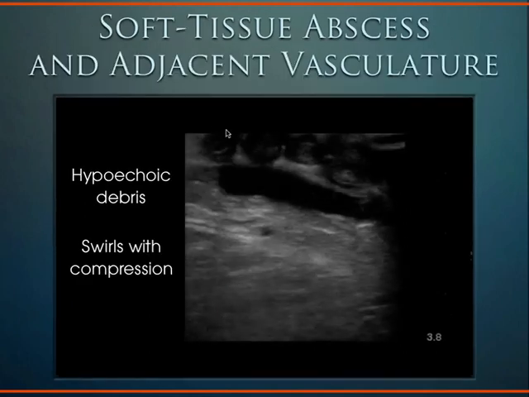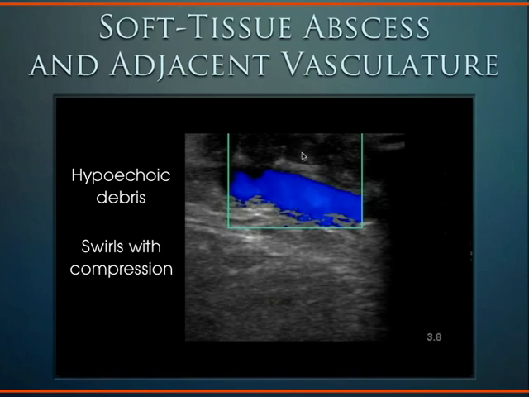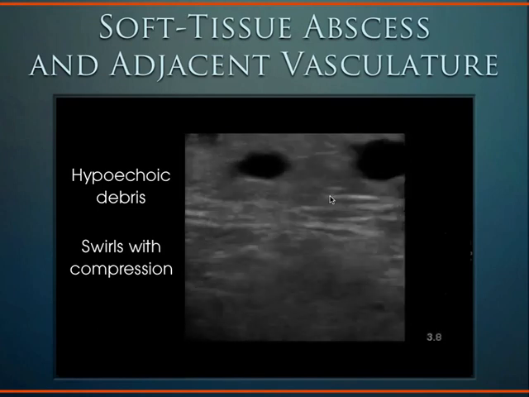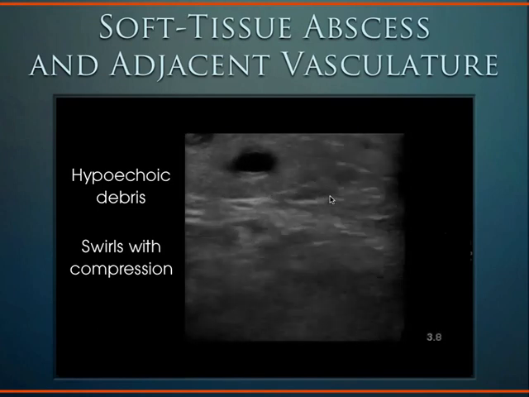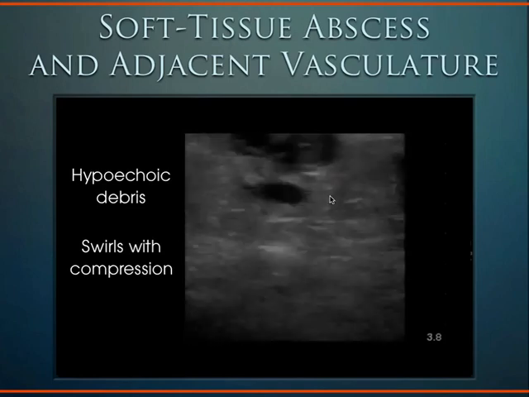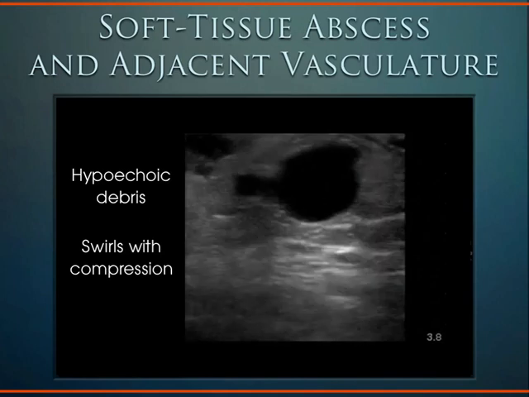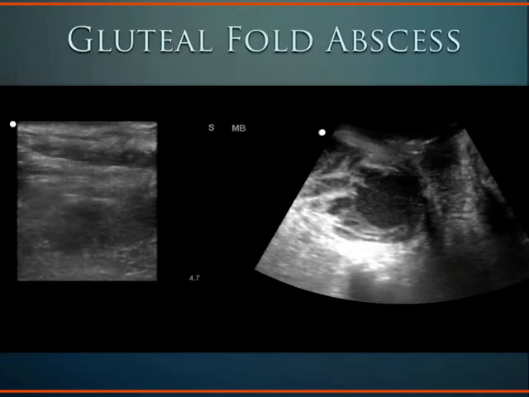Here's another example here. We see multiple abscesses here, and underneath it is a very large vascular structure, an arterial and a venous structure, that we do not want to accidentally strike with our needle or our scalpel. And so that's another way that ultrasound helps us to avoid hitting vascular structures when we're doing abscess drainage.